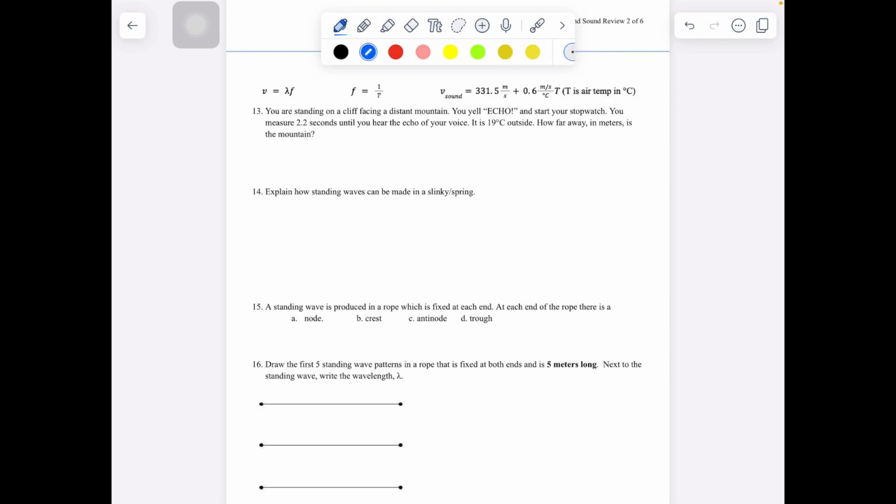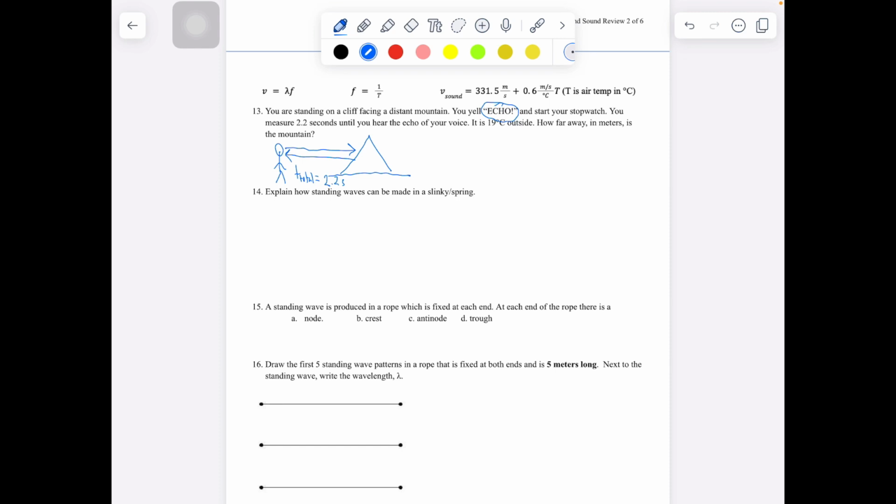Okay, so this is an echo problem, as you can tell. We are going to draw a picture. I love to draw a little picture for an echo problem. Let's say we have our mountain right here, and we're standing over here. We yell echo. Sound is going to travel all the way to the mountain, and it's going to travel all the way back to us so that we hear our echo. It takes a total time of 2.2 seconds for it to travel there and back.